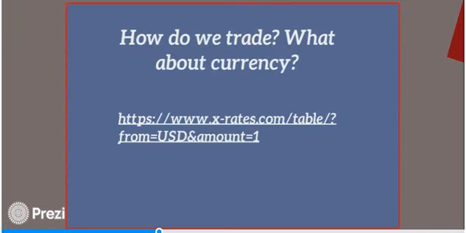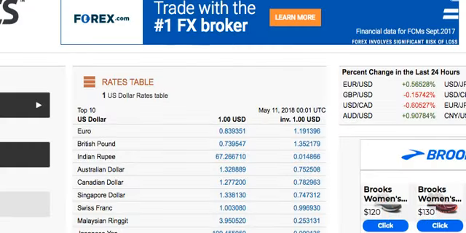So how do we trade? What about currency? If we're trading with, say, Japan or Singapore or Hong Kong, like we saw on our trade map, how do we trade with someone in order to get ourselves in a favorable balance of trade? How do we make sure that when we do trade back and forth that we have more exports than imports? Well, first we have to start with currency.